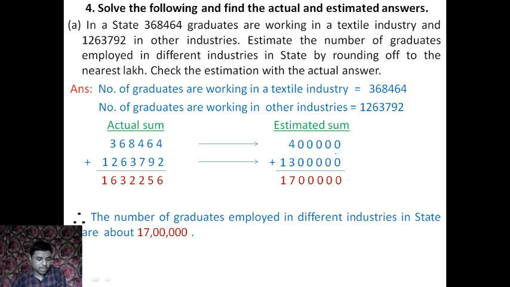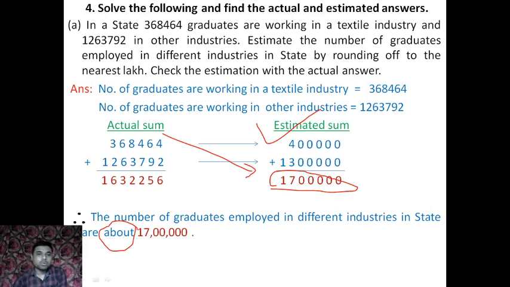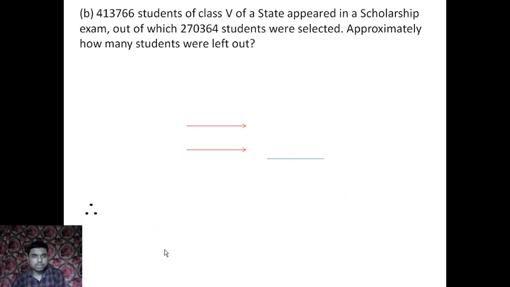Now, my dear students, look at the answer statement: the number of graduates employed in different industries in the state is about. Here I am using a new word, about. Why are we using this word? Because this number is not actual, it is approximate, meaning closer to the actual sum. This number is estimated. That's why we write about. When it is not exactly the actual, we use about.